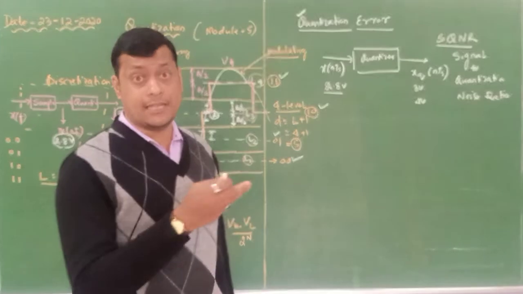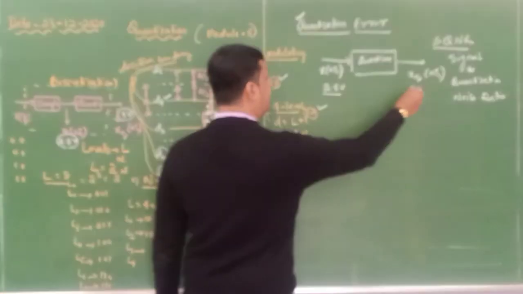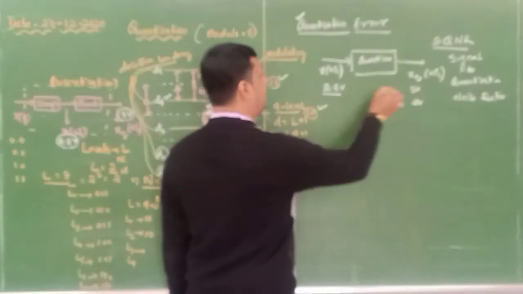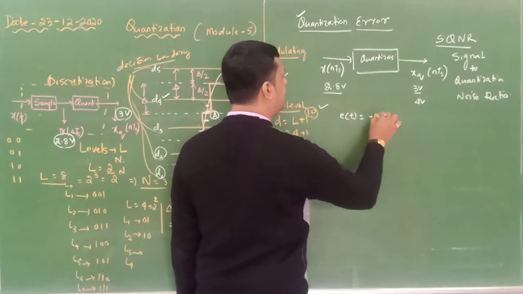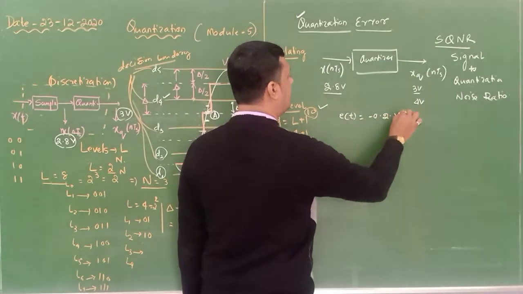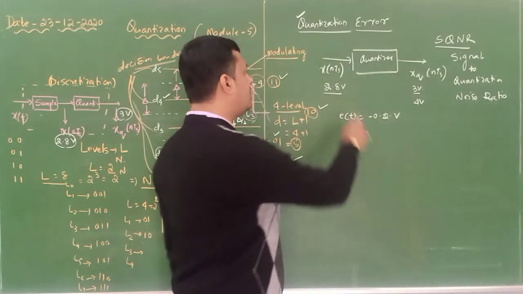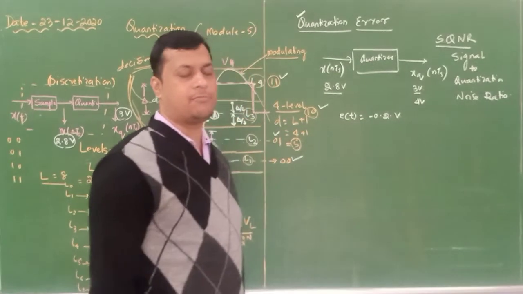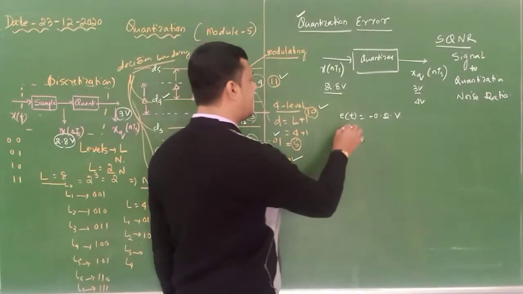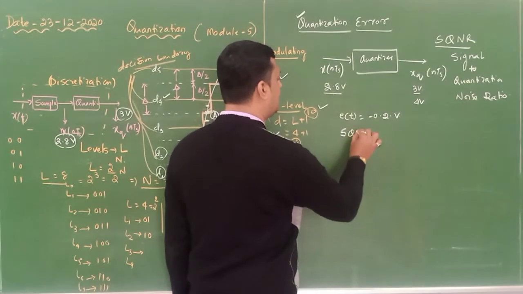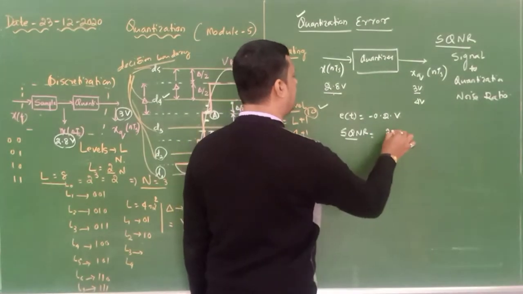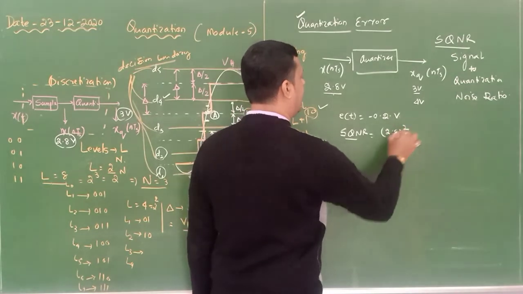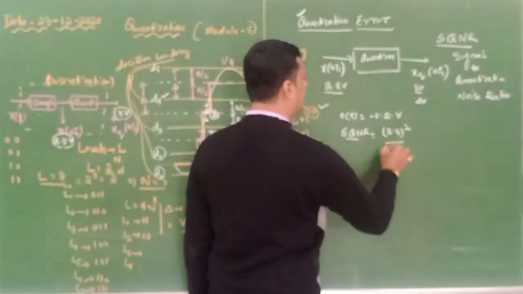If the error is less, for example, if I am taking this one, so 2.8 and 3 is the output, what is the error? So error is minus 0.2 volt, means 2.8 minus 3 is minus 0.2 volt. This is an error. So signal to quantization noise ratio, if I calculate, signal power is 2.8 whole square divided by 0.2 whole square.